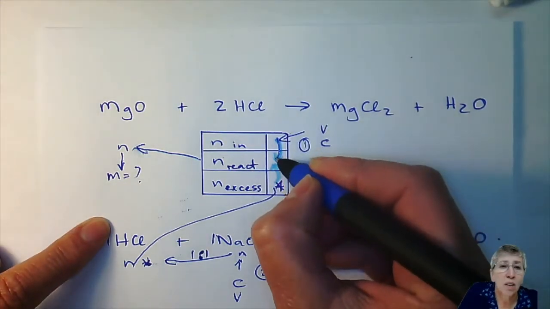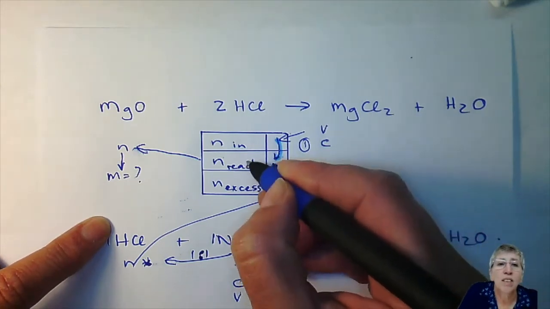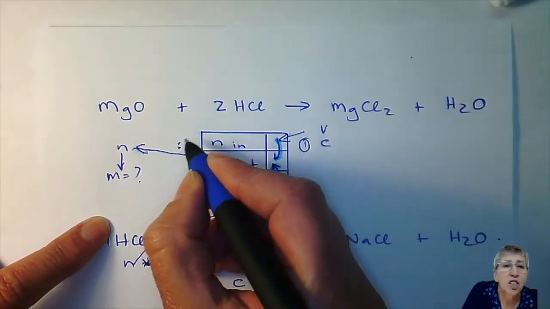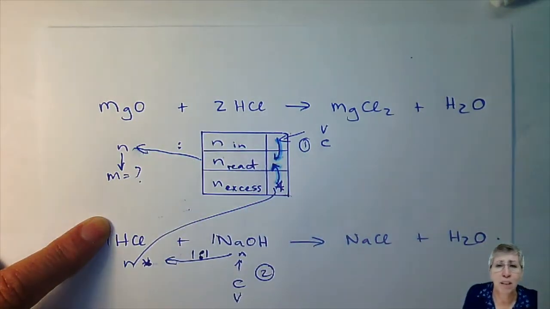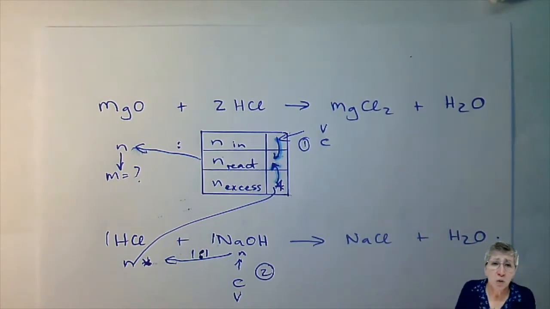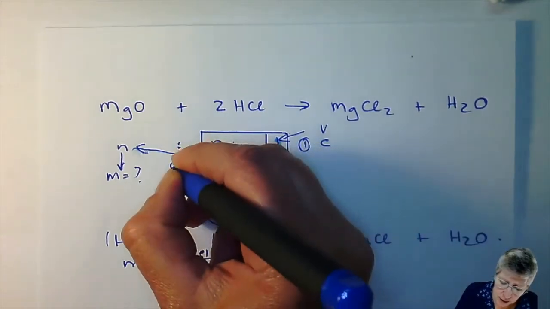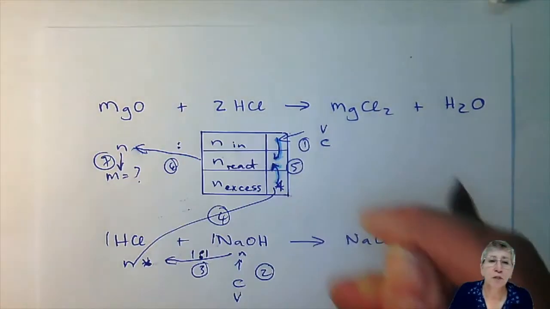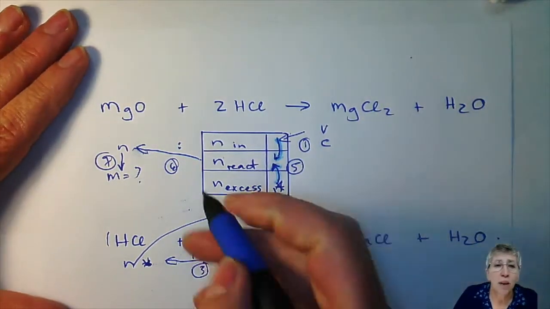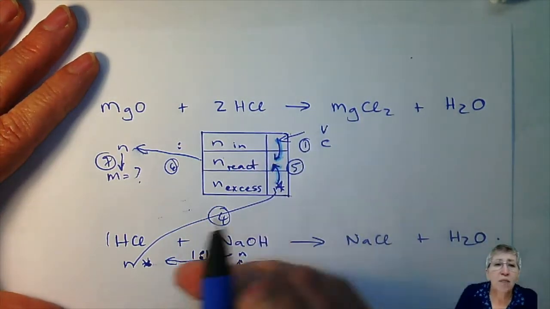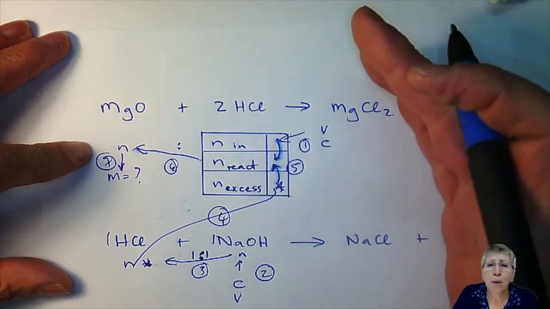And then together with what I put in, subtracting what I've got left over will tell me what reacted, and then with the ratio that will tell me how many moles of magnesium oxide reacted, and that will give me the mass. So if you look at this, 1, 2, 3, 4, 5, 6, 7 different steps in this. Now, if you draw a neat diagram showing what information do I have and what can I do with that, it actually gives you a sort of a roadmap for traveling.